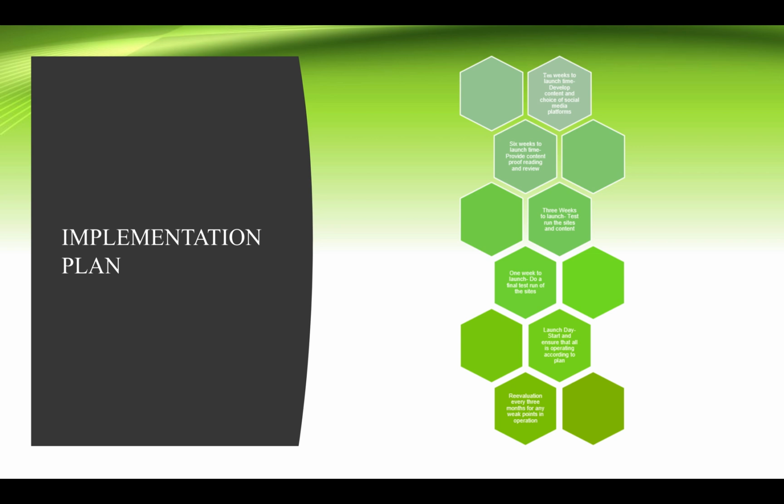One week to the launch time, we will do a final test run of the sites, and then the next run will be on launch day, and we will ensure that all is operating according to plan. And then we will look at a reevaluation process, which will take place approximately 3 months after we start our program, our campaign. So our re-evaluation will be every 3 months once the site is running, and we will be looking for any weak points, and we will see what our strong points are and how they will be beneficial to us.